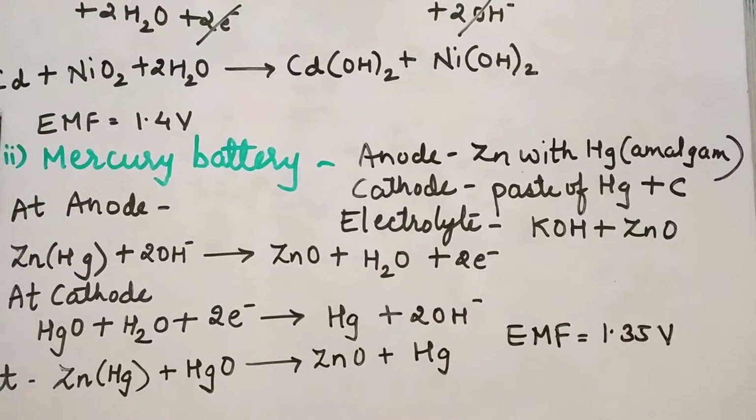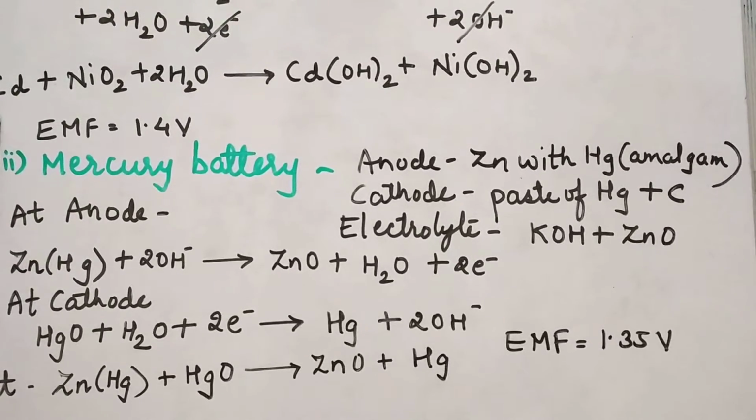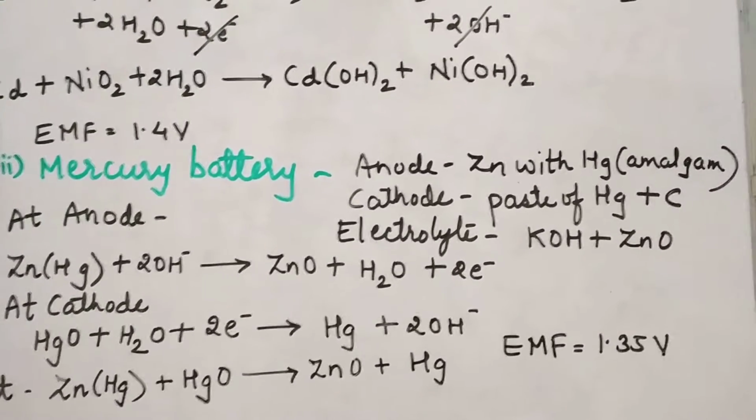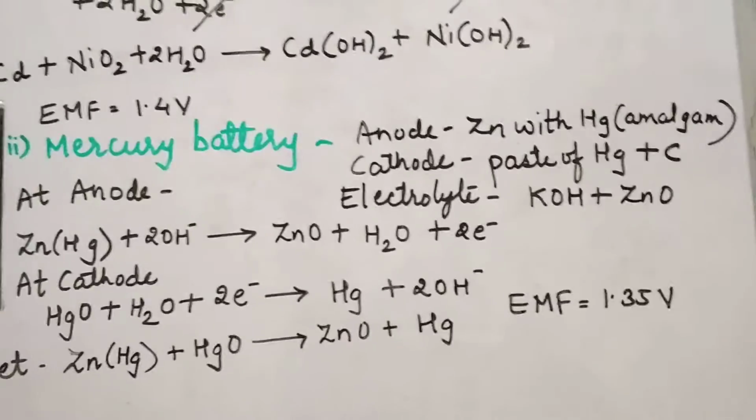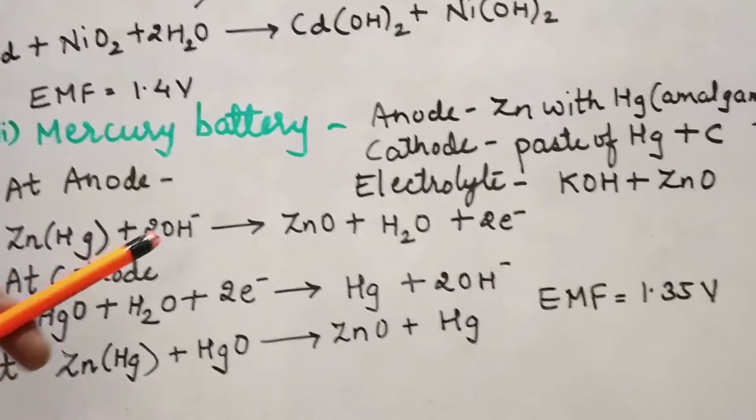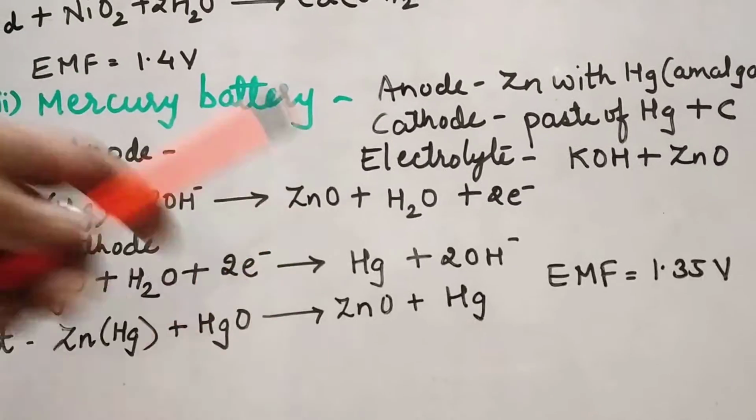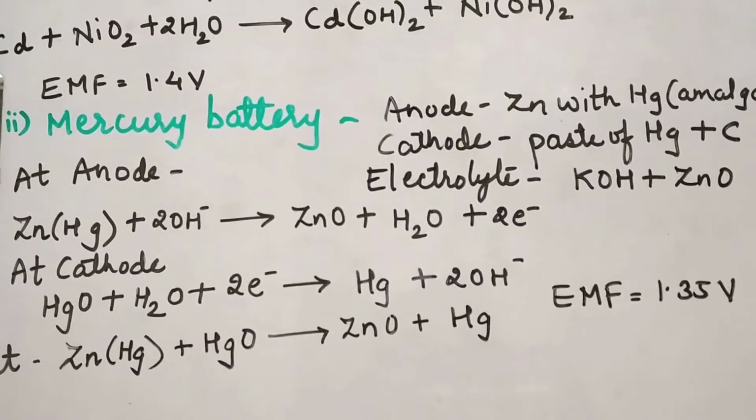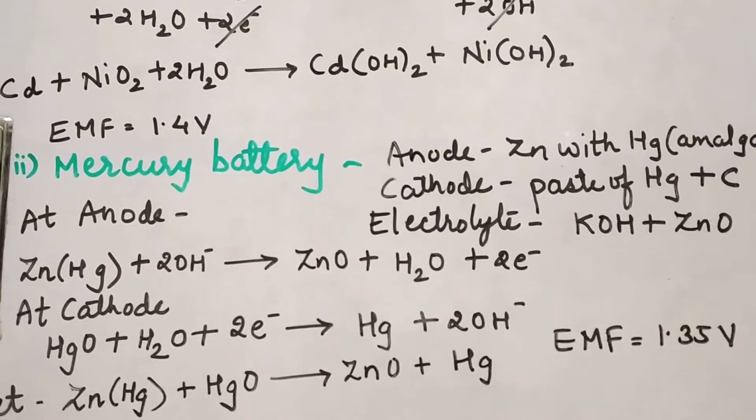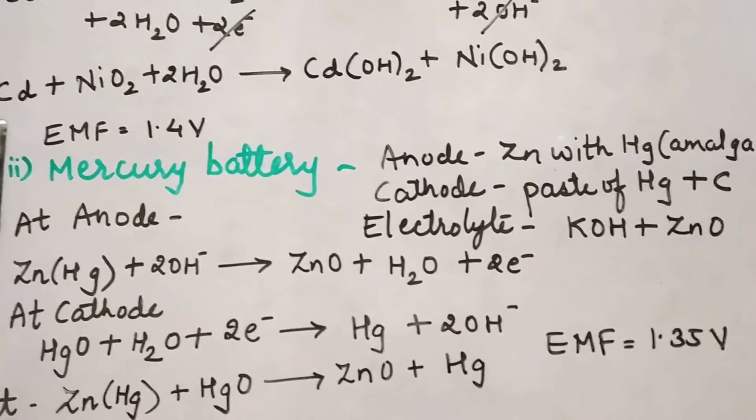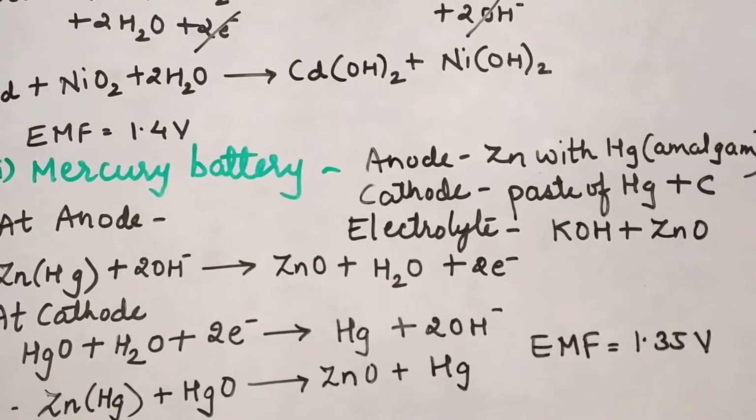Now the reaction at anode. What is the reaction at the anode? Who is the anode? Zinc with amalgam. So you write it as ZnHg. This is acting as anode. ZnHg combines with 2 times OH minus. The 2 OH minus is coming from the base KOH. It is forming zinc oxide with water molecules and loss of 2 electrons. Of course, this is an oxidation reaction. Anode undergoes oxidation and it has a minus charge. So 2 electrons are lost, and that is taken by the cathode.